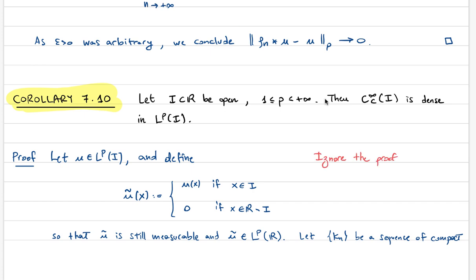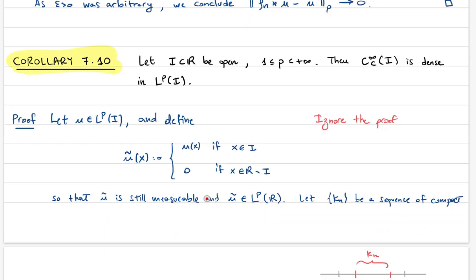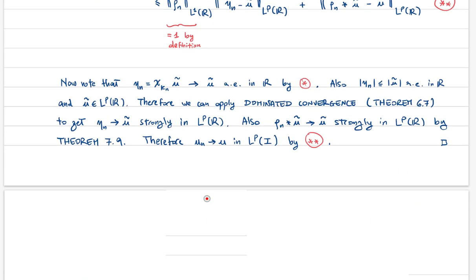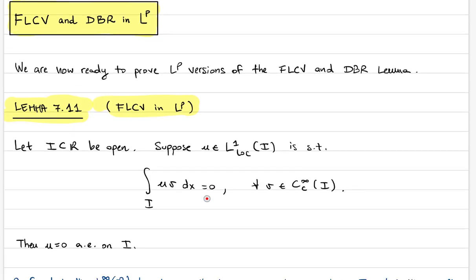So okay, I was contemplating whether or not to do the proof of this corollary. I mean, I originally wrote it down in the notes, but I think it doesn't add anything to the course actually, so I'd rather spend the time to do something more interesting. So please just ignore the proof of this corollary. We won't include it in the program of the course. And as I was saying, let's move on to something more interesting, which are the fundamental lemma of calculus of variations and DBR lemma in LP.